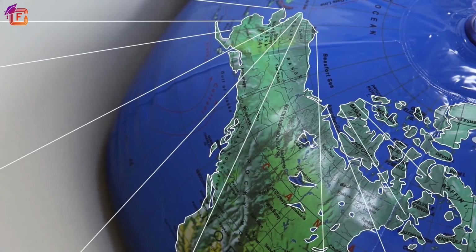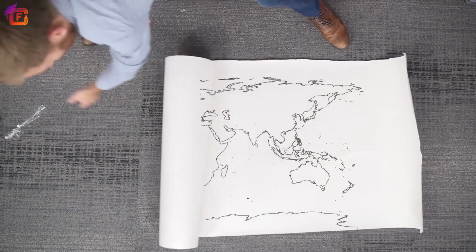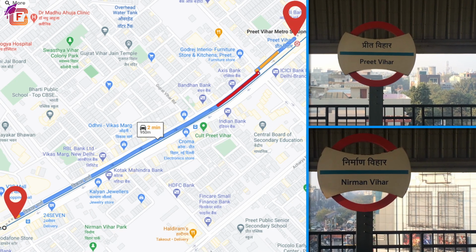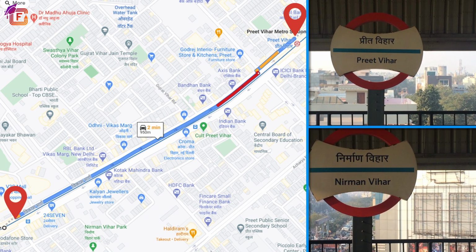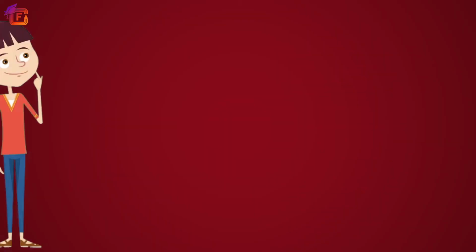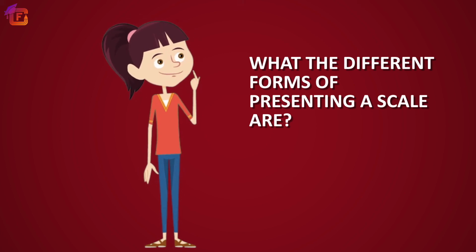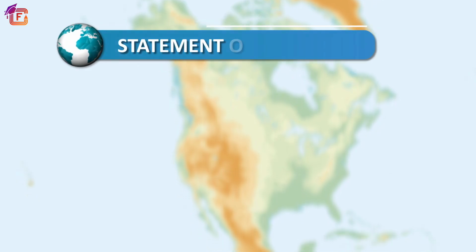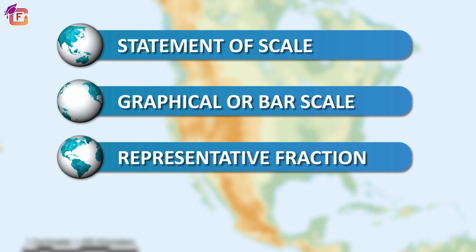The connection between the map and the entire or a portion of the Earth's surface displayed on it is given by a map scale. This relation can also be expressed as a ratio of the distance on the map between 2 points and the corresponding distance on the ground between the same 2 points. Learners, can you now guess what the different forms of presenting a scale are? No? Okay, don't worry, I'll tell you. There are different forms of scale presentations that include statement of scale, graphical or bar scale, and representative fraction.